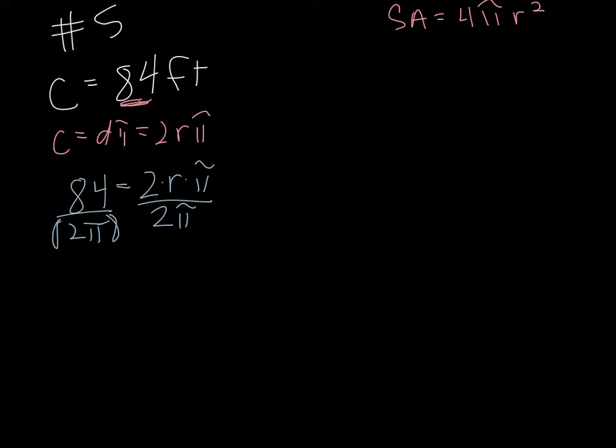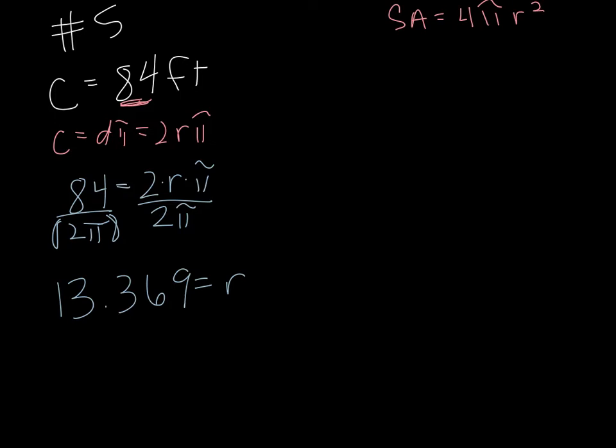So if I do 84 divided by 2 pi, I want to make sure to have that in parentheses, or you could do 84 divided by 2, push enter, and then divide by pi. You want to use the pi button, not 3.14. Only use 3.14 if it tells you to. So I'm going to write this as 13.369 is equal to my radius.